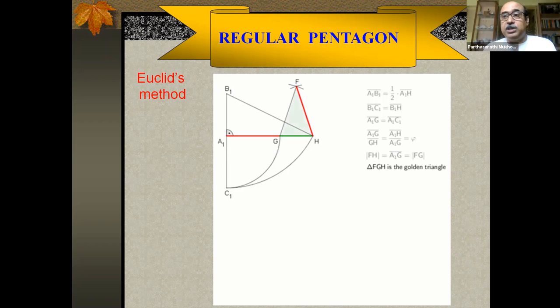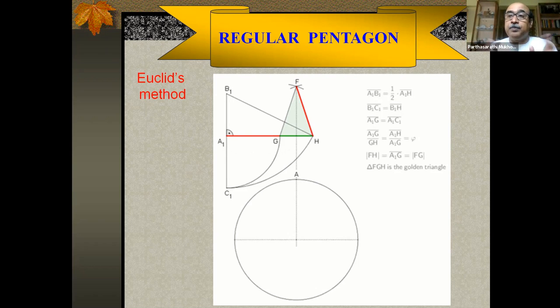So hats off to the genius of these people at that prime age, at that beginning age of human civilization, that they could think of such complicated constructions. But this was done by Euclid. They knew how to construct a regular pentagon inscribed within a circle.